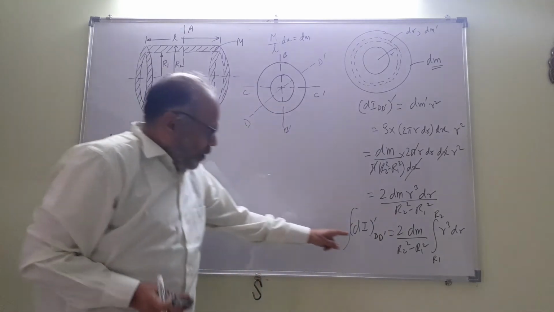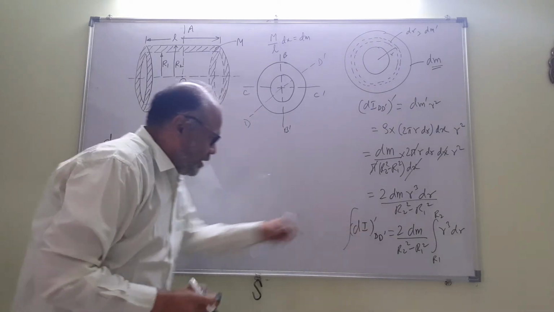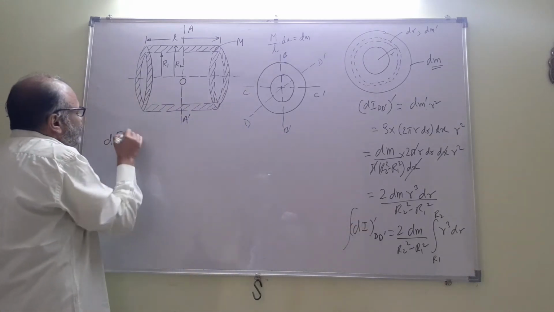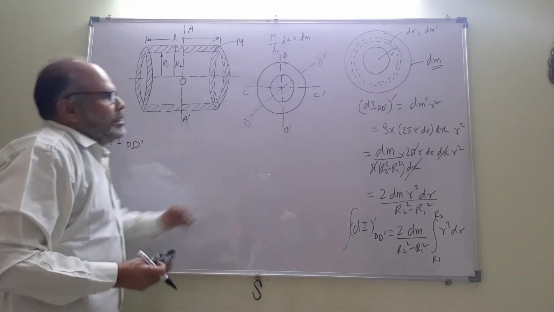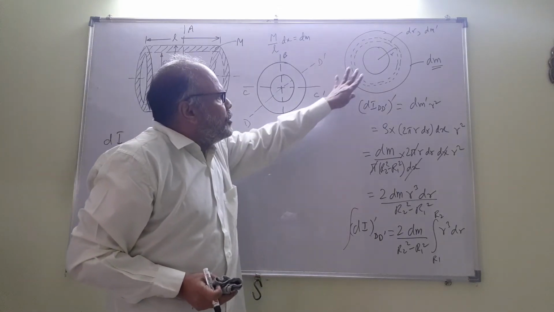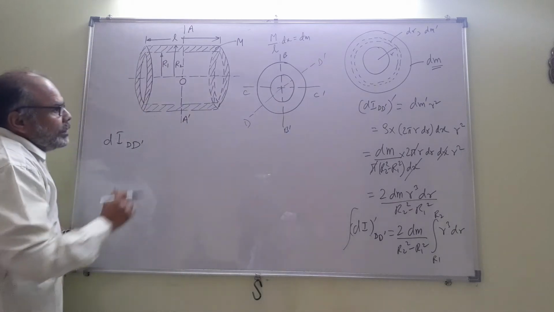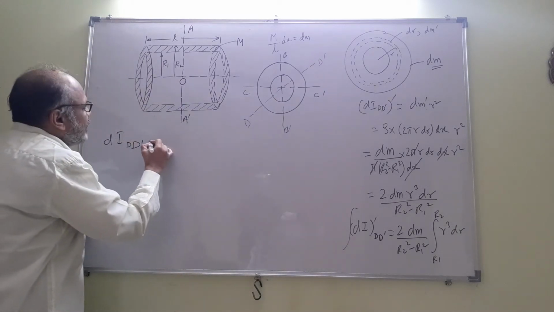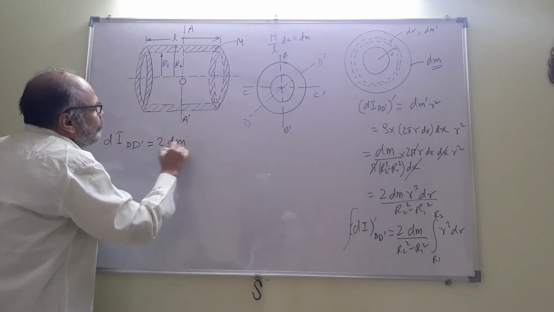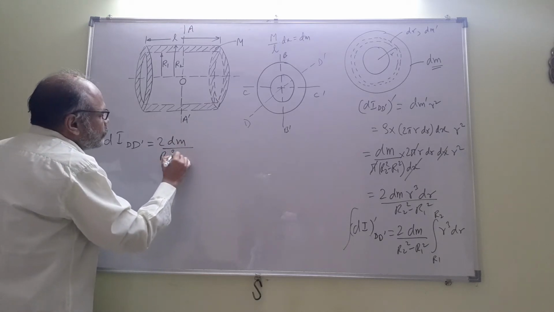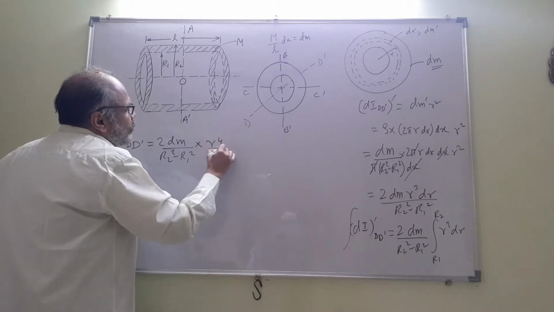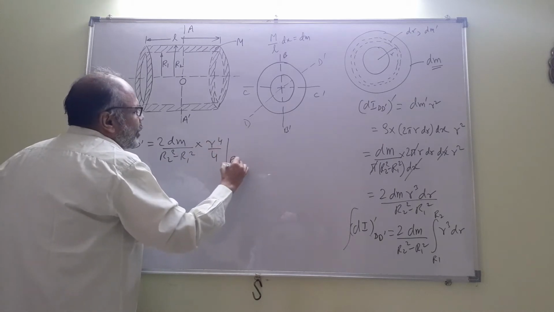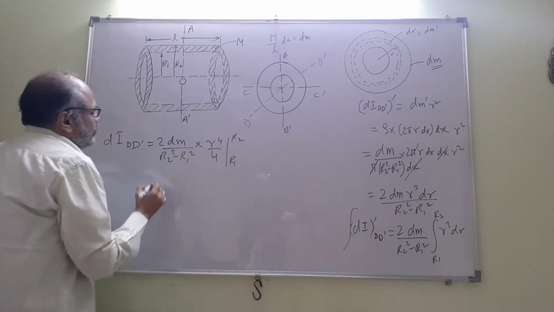Here this is the integral of dI DD dash. The integral of this gives us dI DD dash, the moment of inertia of this disk. So dI DD dash should be 2 dm by (r2 squared minus r1 squared) into r to the power 4 by 4 from r1 to r2.